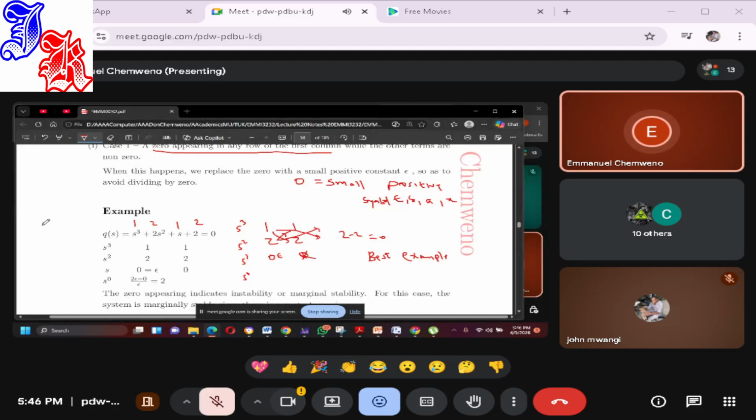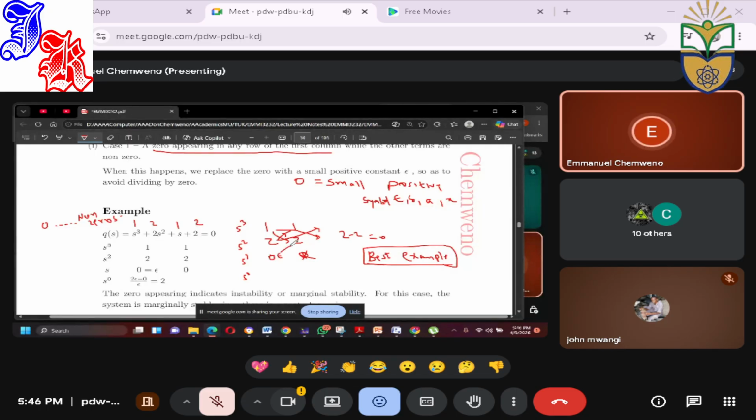Because we expected a 0 and some non-zeros. This has given us a 0 and a 0, but we expect a 0 and some non-zeros. This should not have been a 0. So this is not the best example. Probably at a later date, as I update the notes, if I get a good example, I will add onto the notes. And finally, I've said we replace this with a small positive constant.